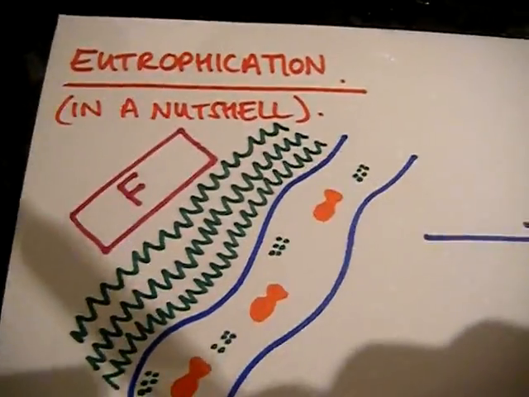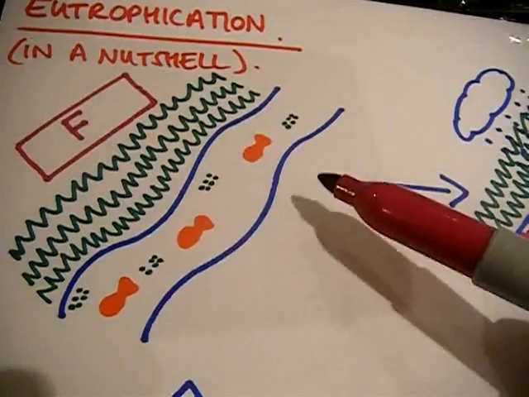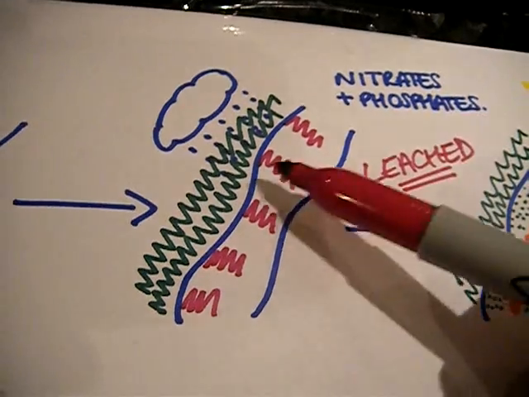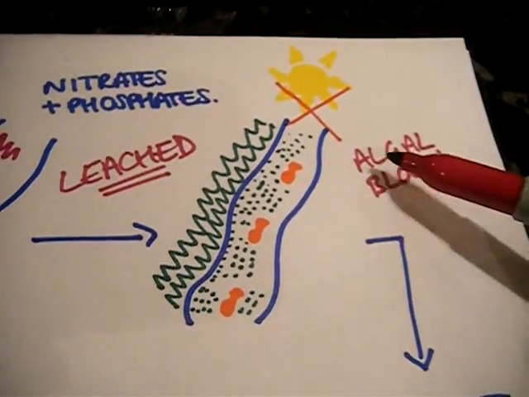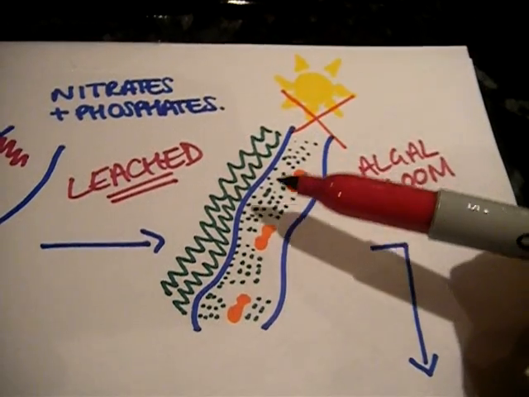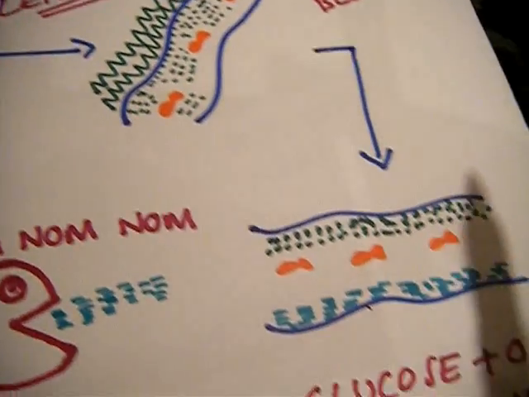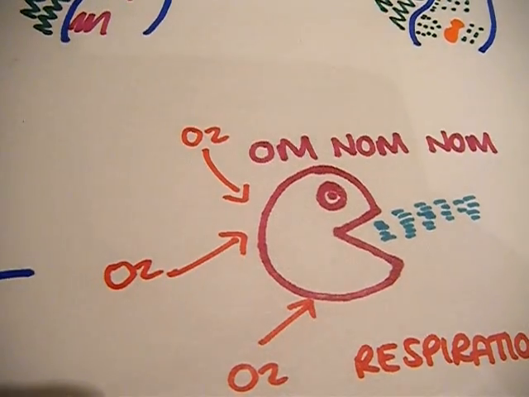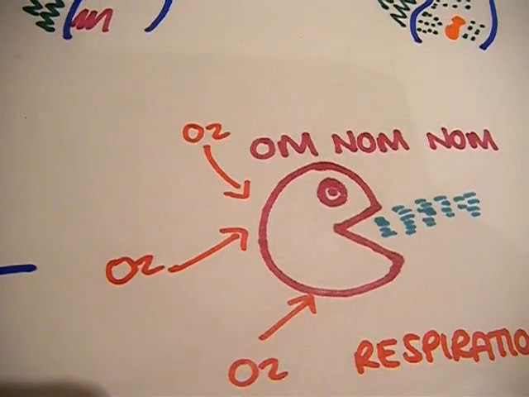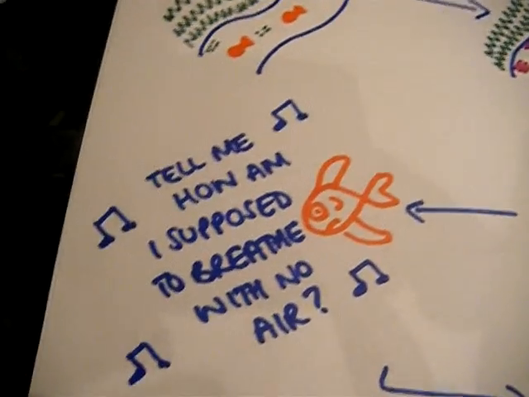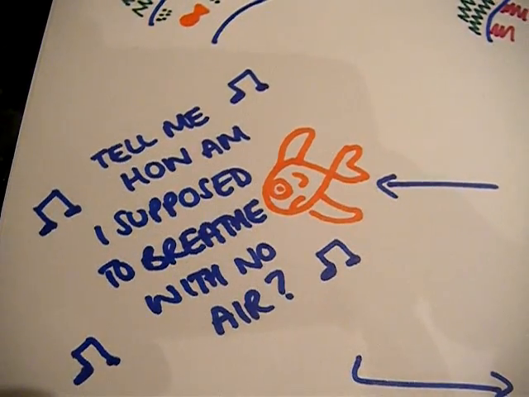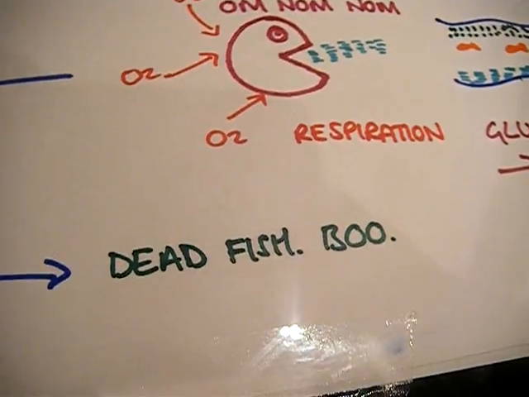Go through it dead quickly one more time. Fertiliser is added to the crops. Rainfall leaches nitrates and phosphates from the fertiliser into the river. Algal bloom takes place. The sun is blocked. Algae at the lower level dies and sinks to the bottom. Bacteria feed on the dead algae, and in doing so use up loads of oxygen. That means there's less oxygen for animals and the fish in the river in particular. And so the fish die.